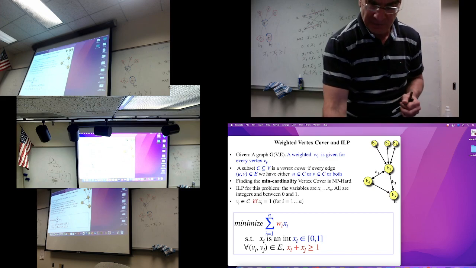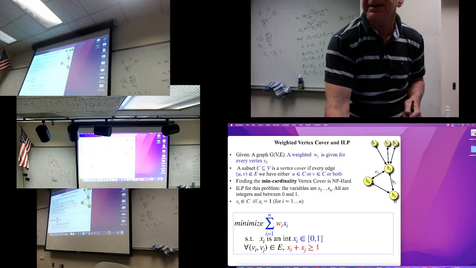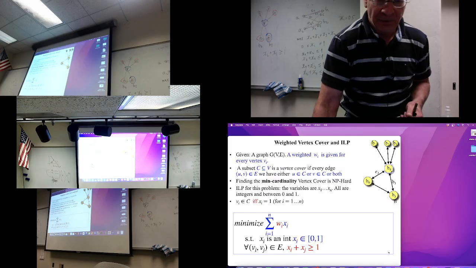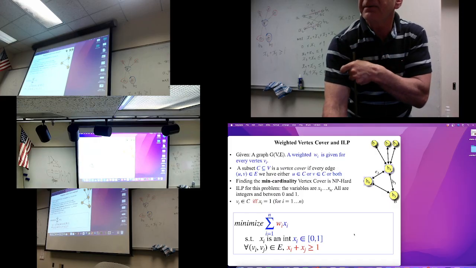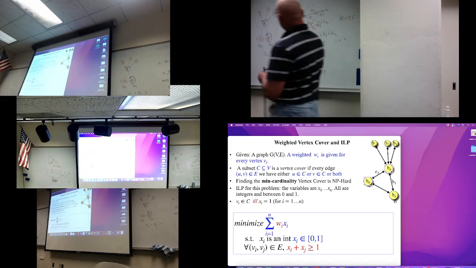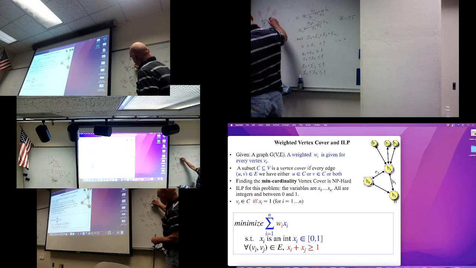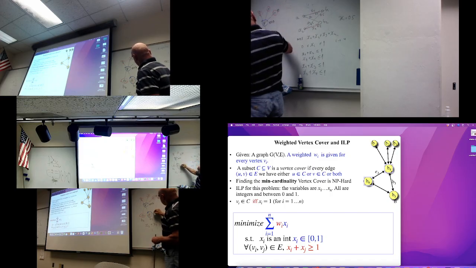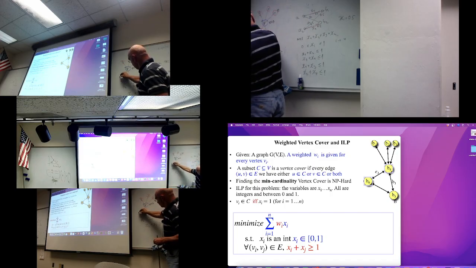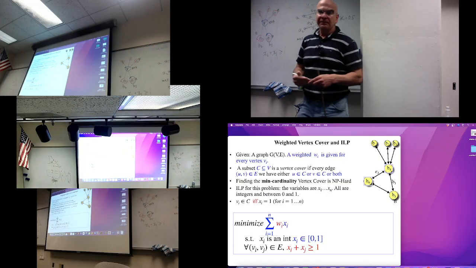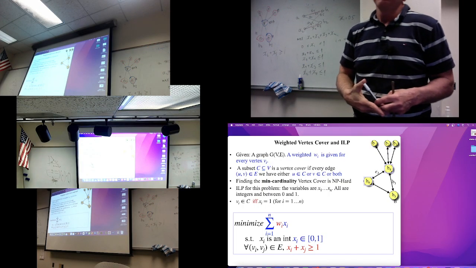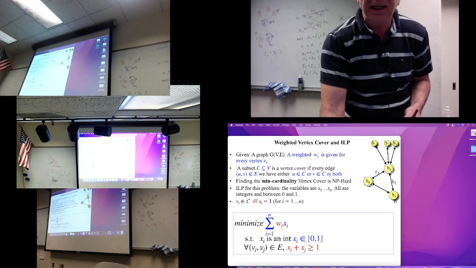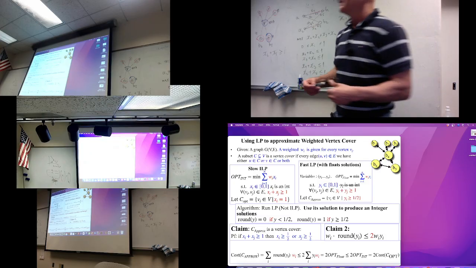Can I find a good approximation for the weighted case? For the weighted case, this trick doesn't work, because if this vertex costs $100, but this one costs only $1, and everything else costs only $1, then I may very much want to avoid this edge. And this approximation that I gave you doesn't care about the weight. So I need a bit more tricks.